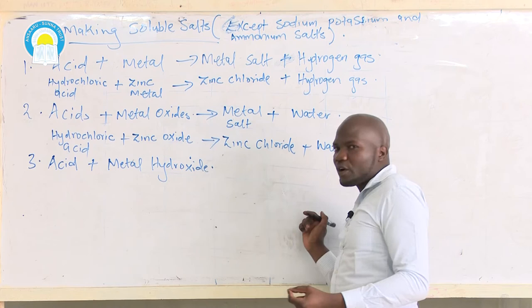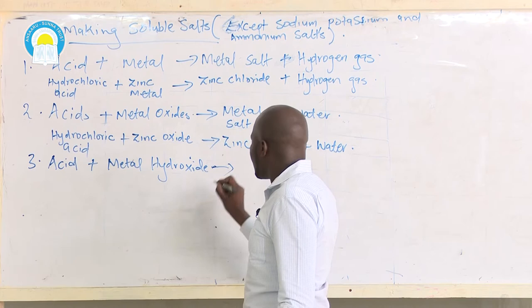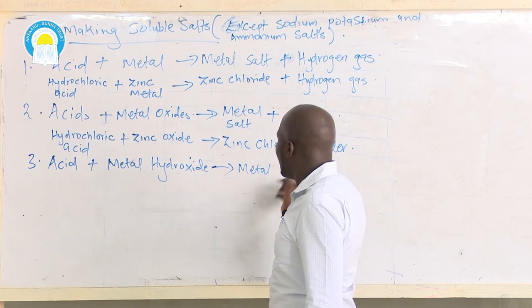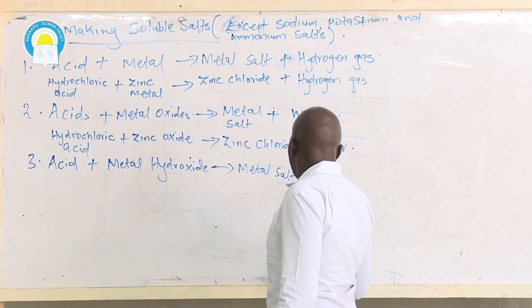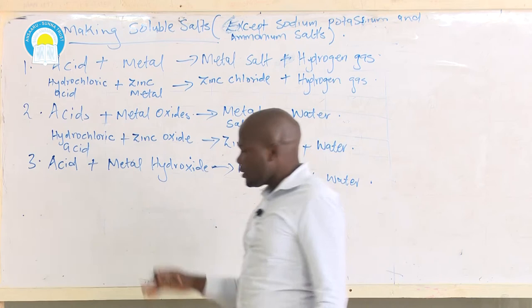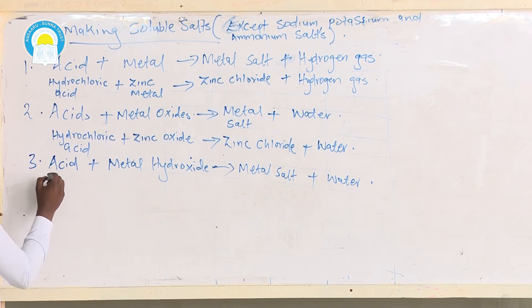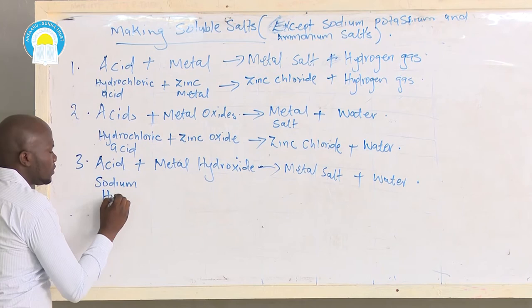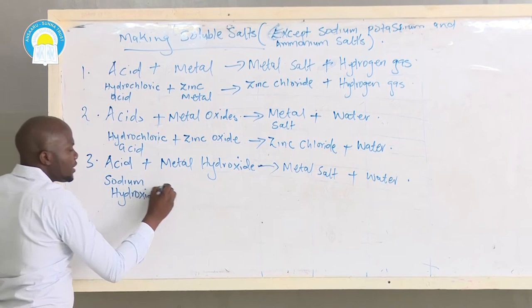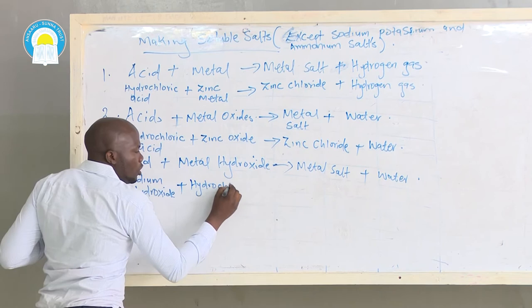So acid plus metal hydroxide, we end up getting metal salt plus water. Let me give an example. We can have sodium hydroxide, which is our metal hydroxide, plus hydrochloric acid.